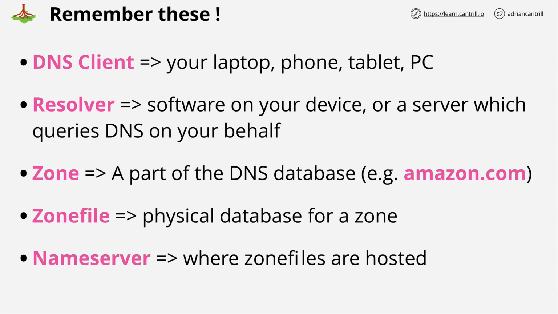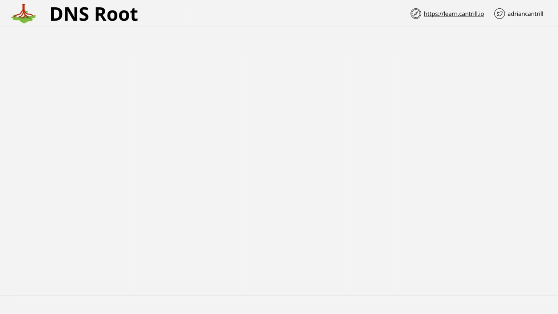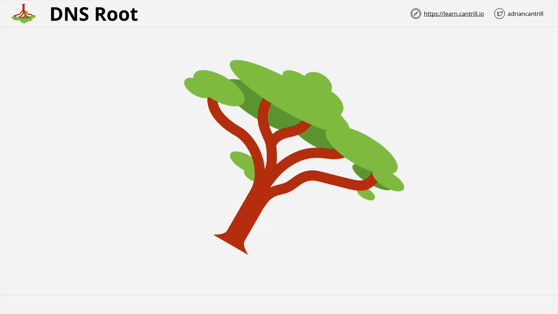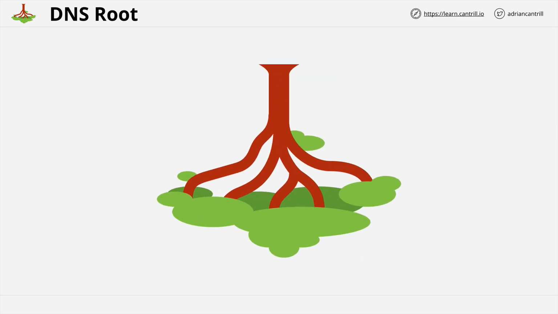So the DNS resolver server needs to locate the correct name server for a given zone, query that name server, retrieve the information it needs, and then pass it back to the DNS client. That's the flow of DNS. Now, DNS is distributed. The data is stored in zone files, and those zone files are stored on name servers globally. DNS has to have a starting point, and that point is the DNS root. DNS is structured like a tree, specifically an upside-down tree, and the DNS root is at the top of this upside-down tree.